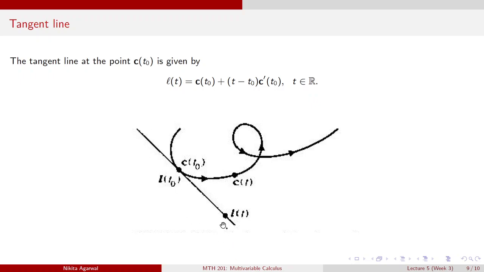So what is the equation of this line? The equation of this line is given by this. You can see that at t equal to t naught, you are at this point. Otherwise, you are at various points on this line.